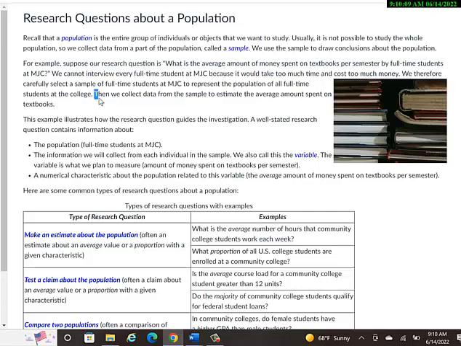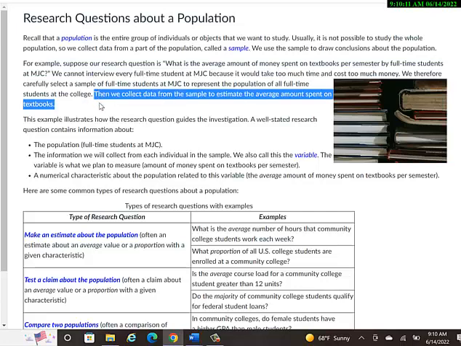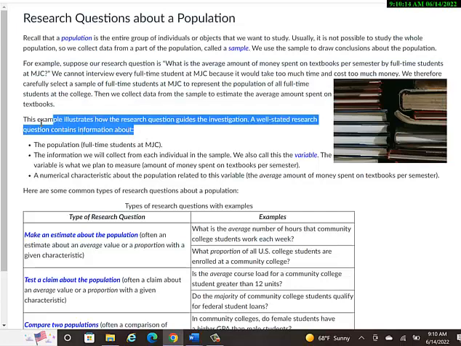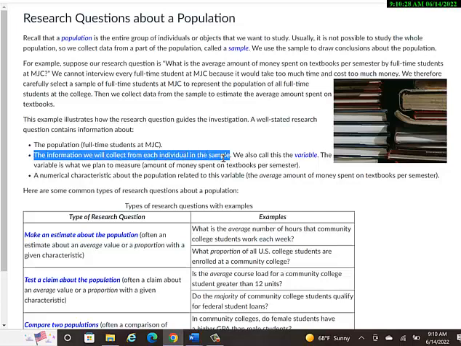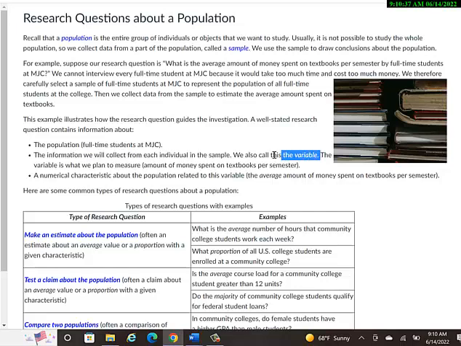and then we collect data from the sample to estimate the average amount spent on textbooks. This example illustrates how the research question guides the investigation. A well-stated research question contains information about, first, the population. In this case, it would be all the full-time students at MJC. Also, the information we will collect from each individual in the sample. We want to know, what are we even asking these people? What's the poll, or in other examples, what's the experiment we want to do? We call this the variable. That would be probably a good term to write down in your notes as well.